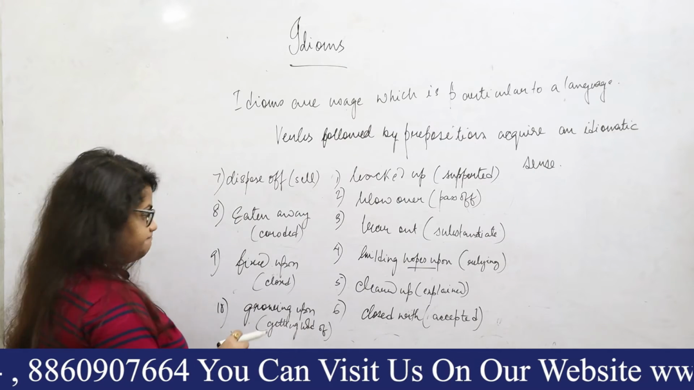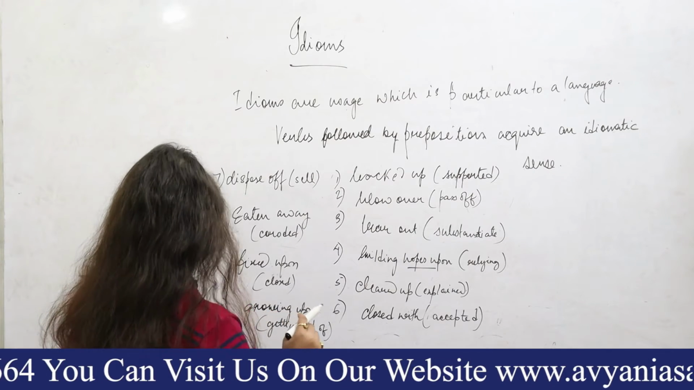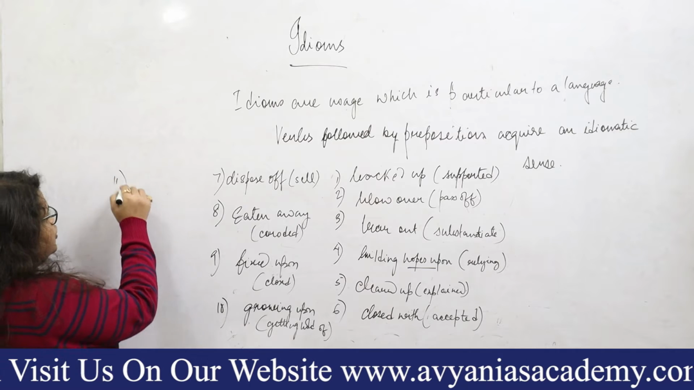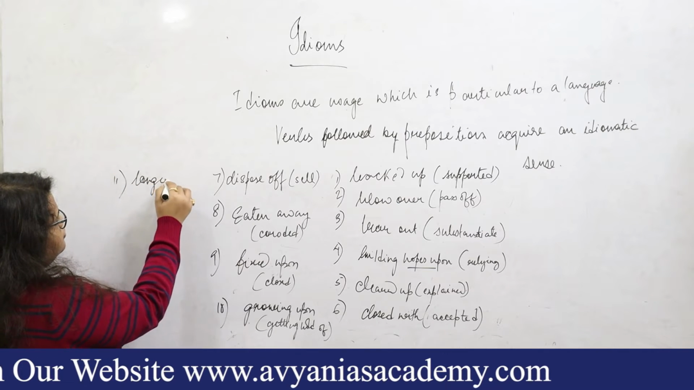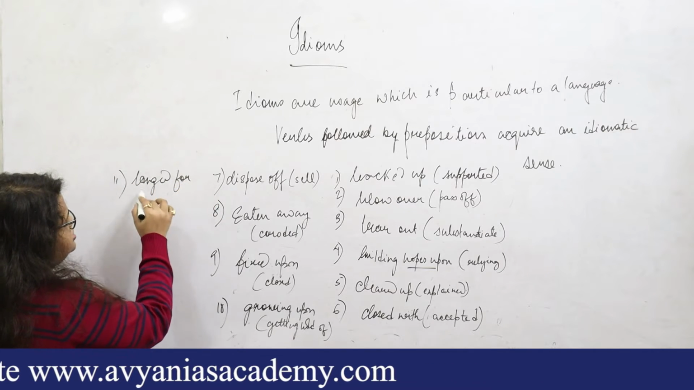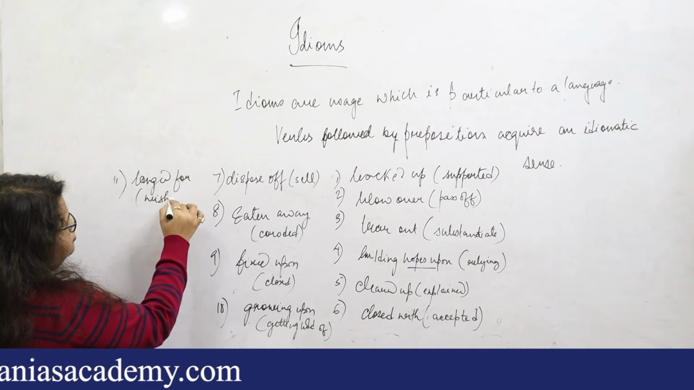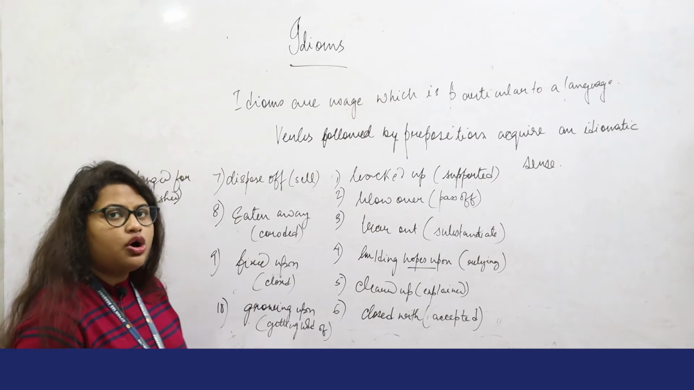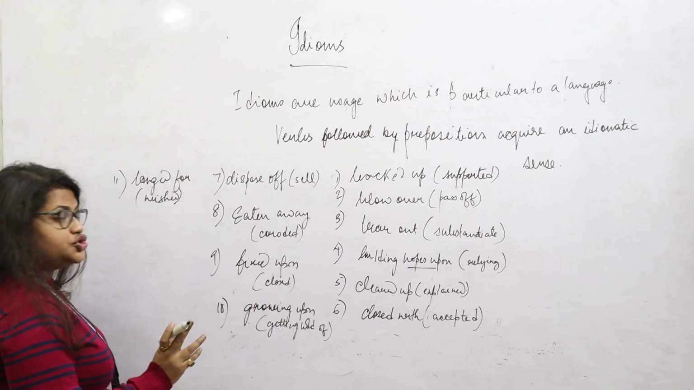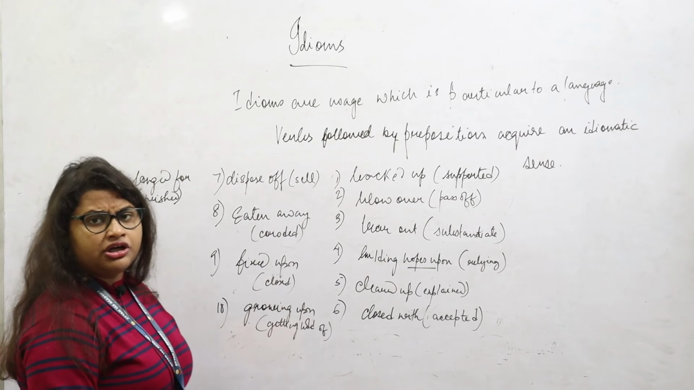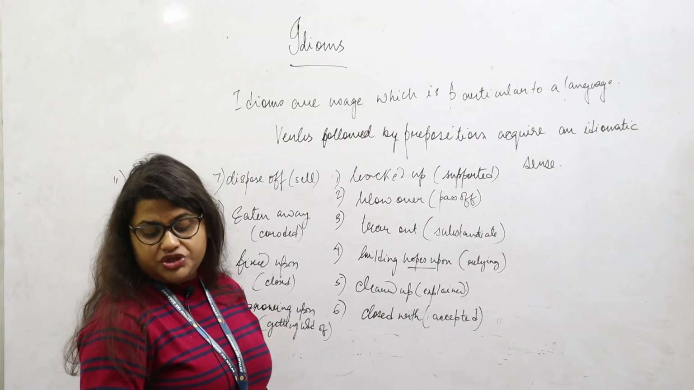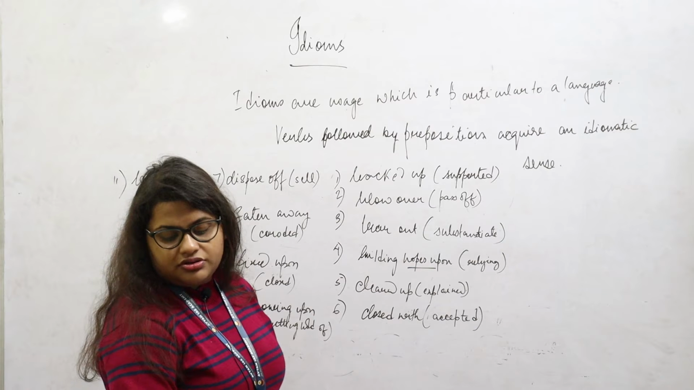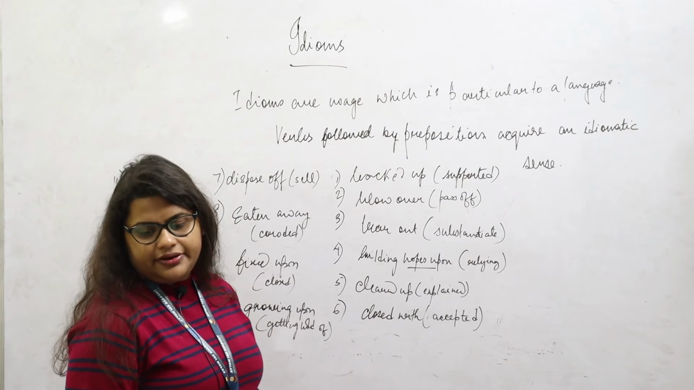Next could be longed for, which means wished for. If we say during her long illness, she often longed for death, it means during her long illness, she often wished for her death. So that's like the death wish that she had.